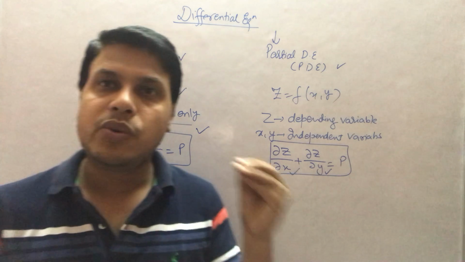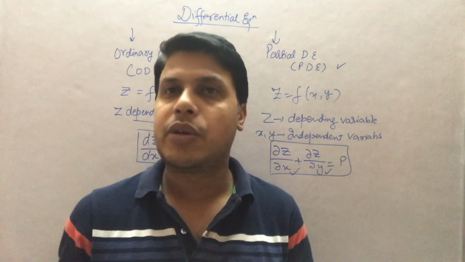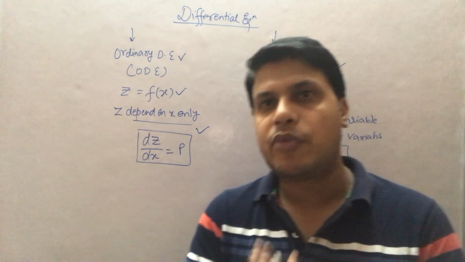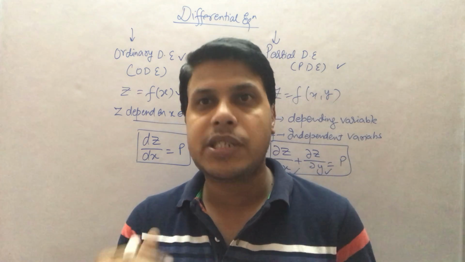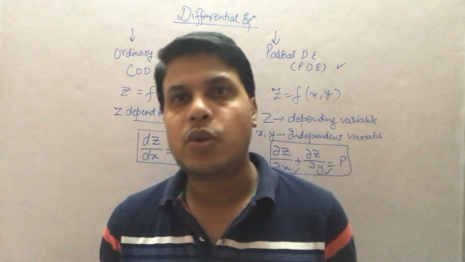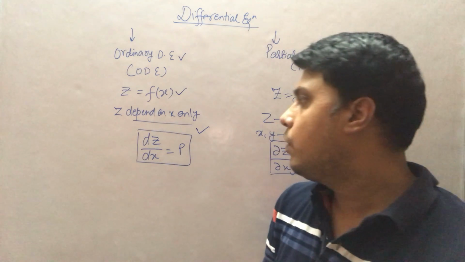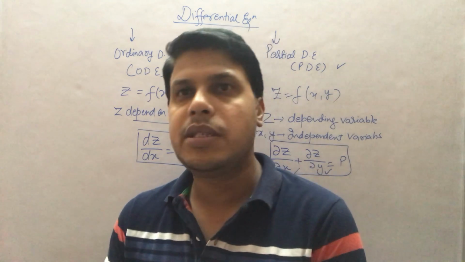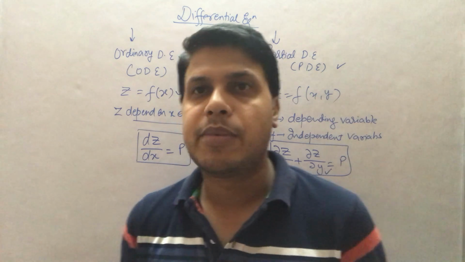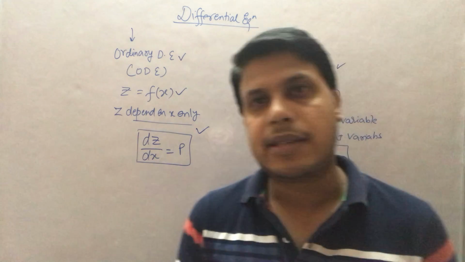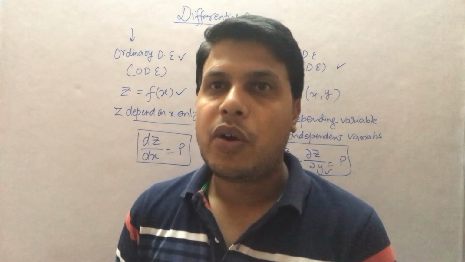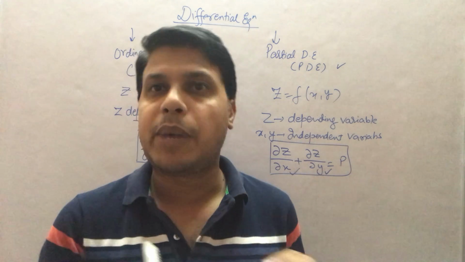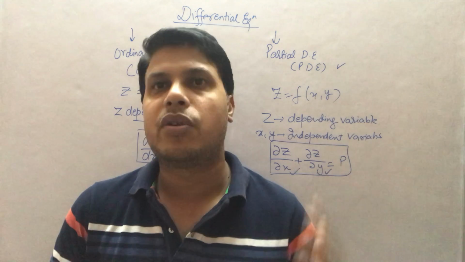And how can you segregate the partial differential equation from the ordinary differential equation? In a partial differential equation you have to remember that there is a single variable which depends upon two or more than two variables, but in the ordinary differential equation there is a single variable which depends upon another variable. So z depends only on x. This is the very basic of the ordinary and the partial differential equation. So now we are going to cover the partial differential sections from here onwards.